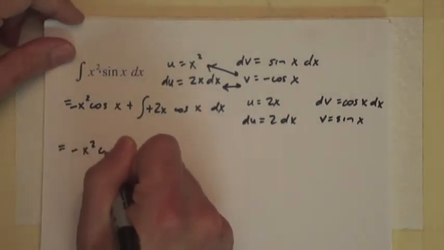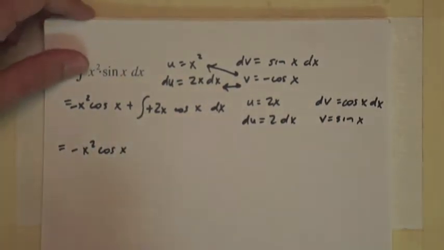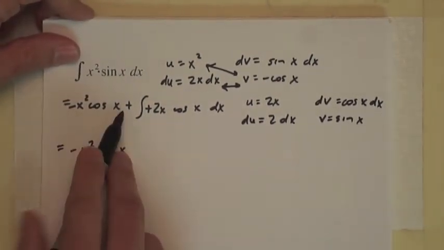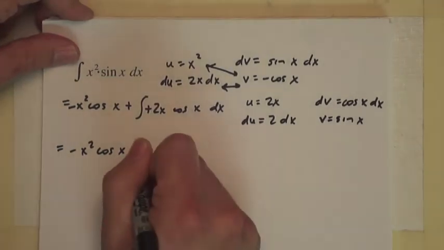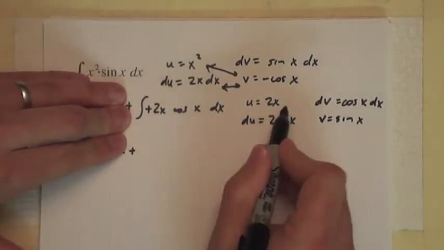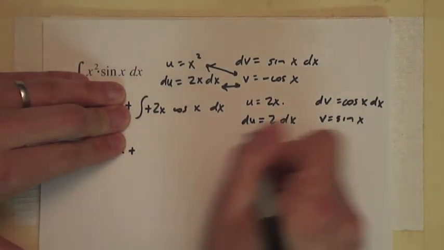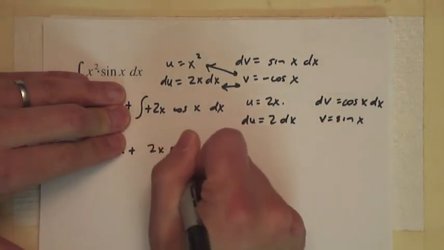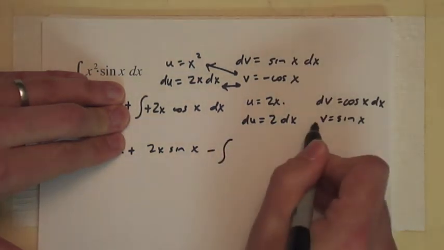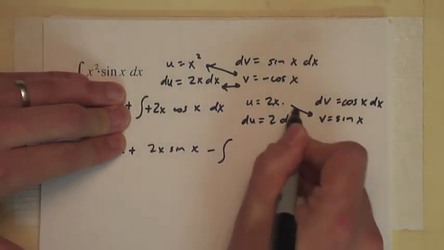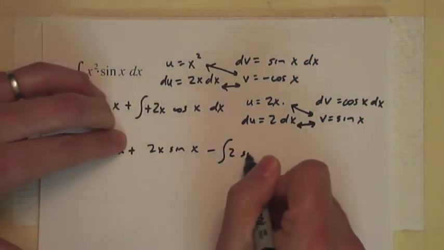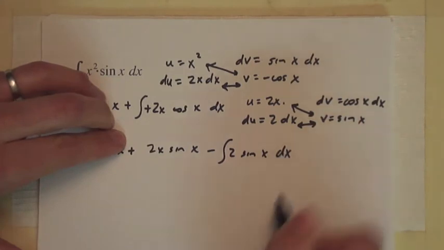So what do we get? Well, we still have the negative x squared cosine x from the original problem, but now we have plus this thing is our new uv, 2x sine x, minus the integral of v du. So we just did this times this minus the integral of this times this, 2 sine x dx.